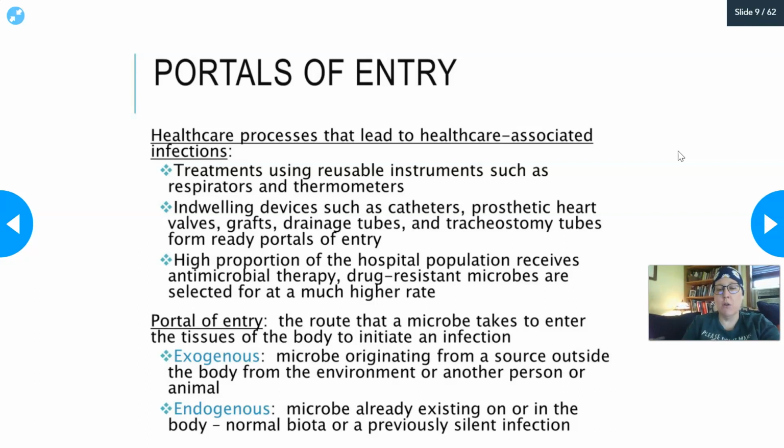Endogenous is a microbe already existing on or in the body. It's usually part of normal biota, or it was a previously silent infection. C. diff is one of those examples, and the vaginal yeast infection is another. Both of those organisms are normally present in lower amounts, but then antimicrobial treatments can knock down the competition and allow those infections to take hold and those organisms to just grow out of control.